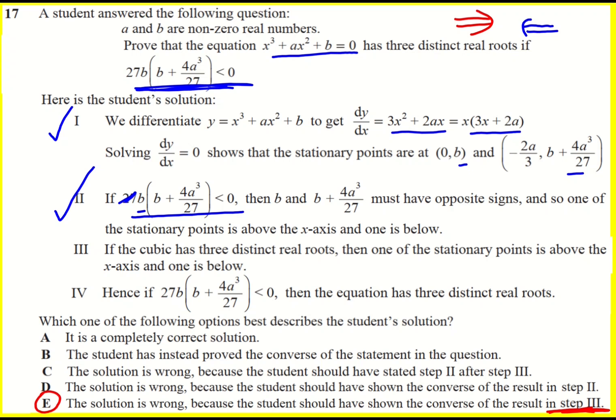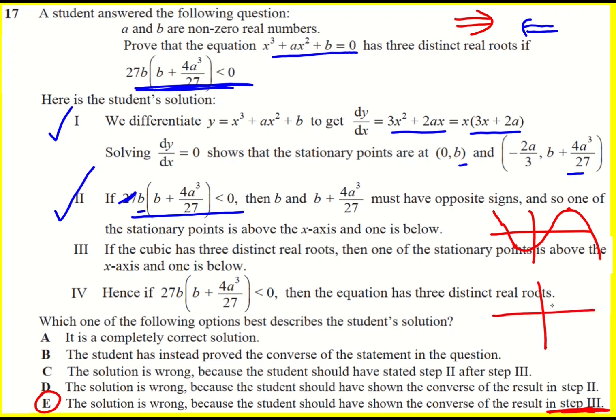We need to show that if one of the stationary points is above the x-axis and one is below, which actually it is, then the cubic has three distinct real roots. And that is going to be the case, because if you've got a stationary point here and one here, then we've got to come down. Actually, sorry, it depends on the cubic. This is a negative cubic I'm drawing. We've got to come down and go back up, and then it's going to come back down.